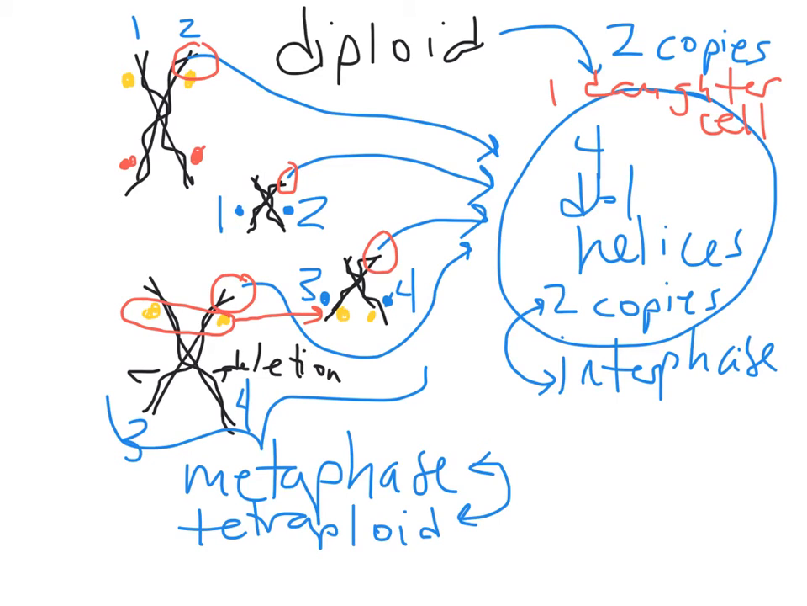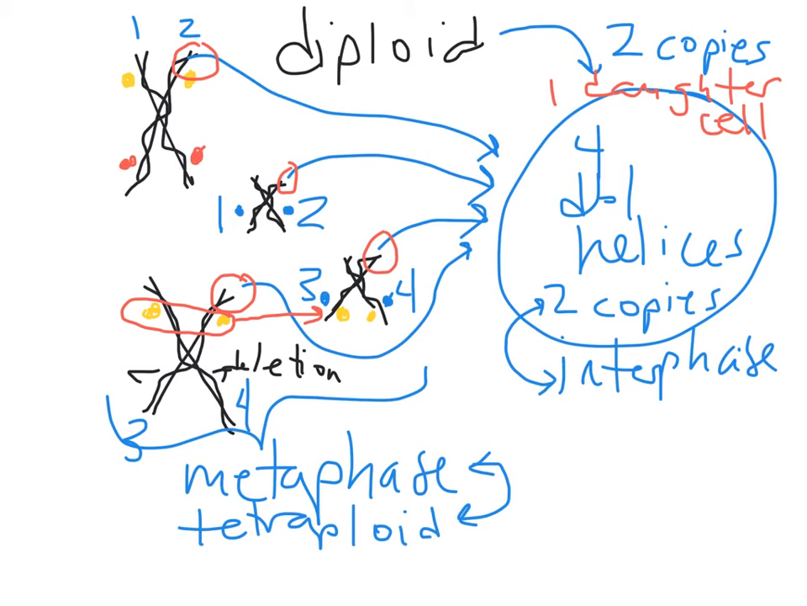Cytogeneticists only ever look at metaphase. So anytime we look at a metaphase chromosome spread, it's going to be 4 copies if you're diploid. If you look in interphase, there will be 2. So the reason there are 8 double helices on this slide is because I've drawn 2 separate chromosomes.